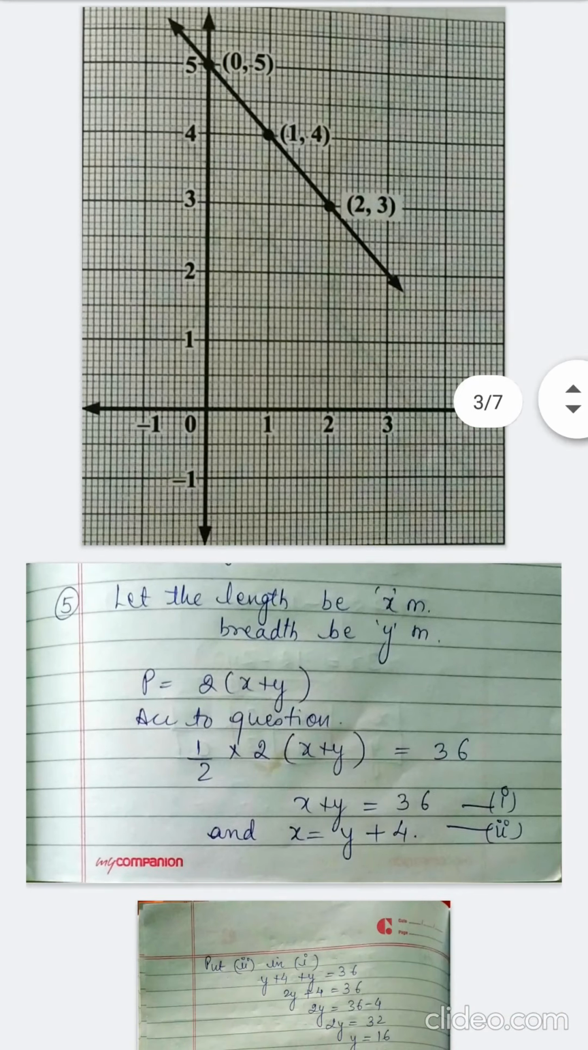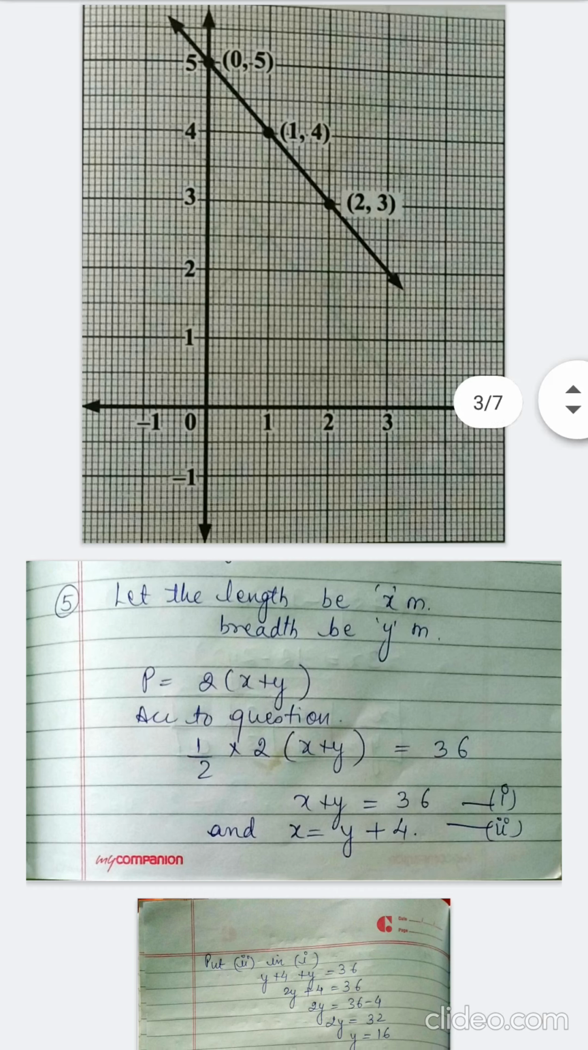Let the length be x meter and the breadth be y meter of the rectangular area. Here the perimeter is given. P is equal to 2(x plus y), which is equal to 36. Now according to the question, half of the perimeter is equal to 36. It means 1 by 2 into 2(x plus y) is equal to 36. x plus y is equal to 36. Then x is equal to y plus 4, right?